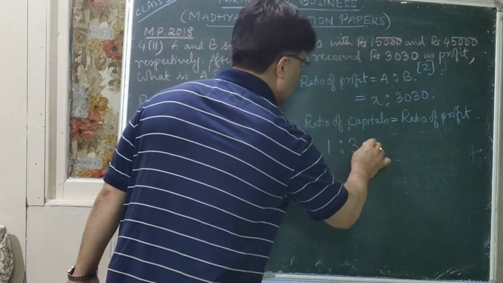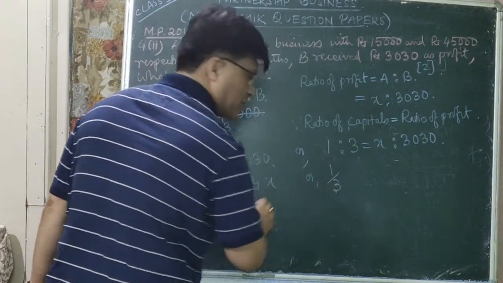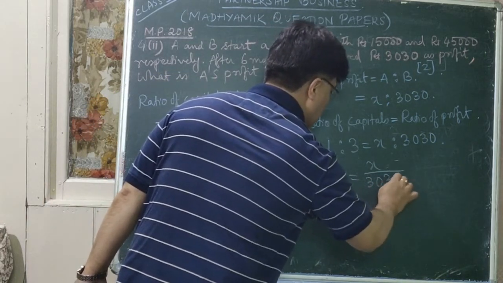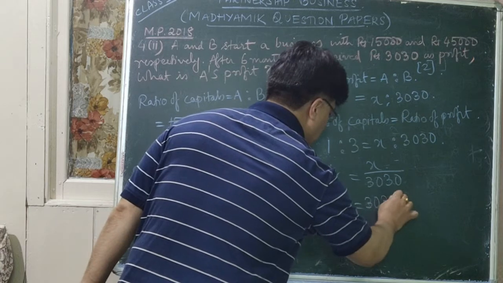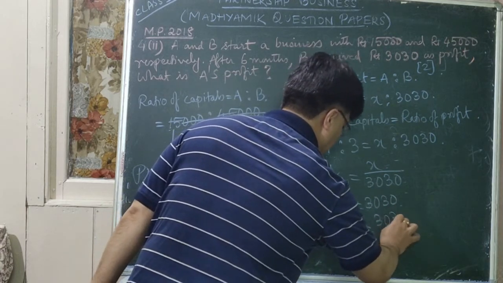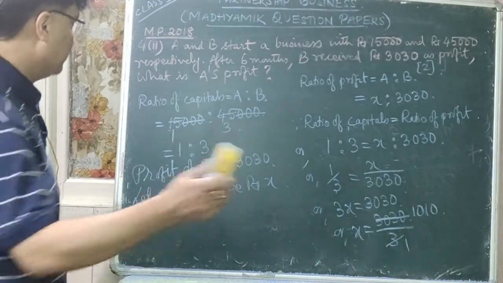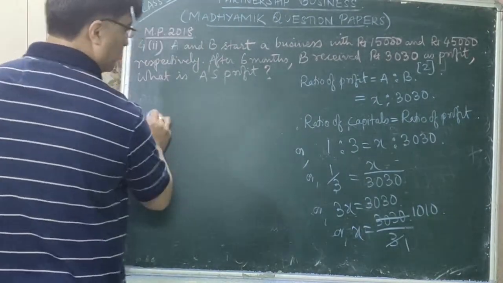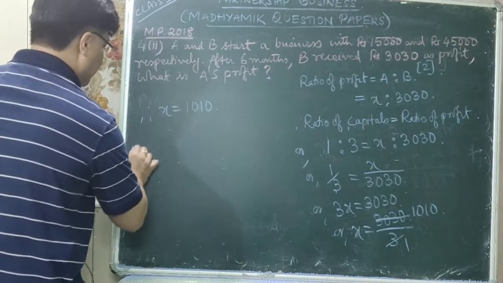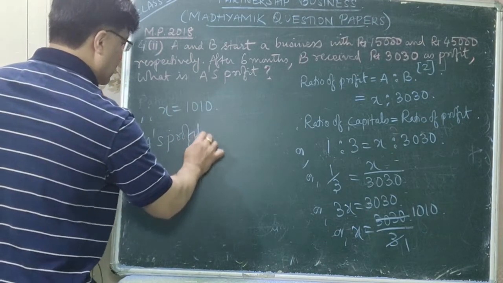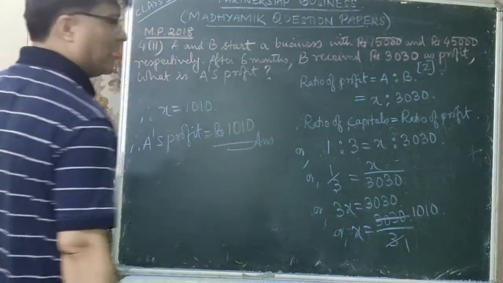It is 1:3. It is 1:3 is equal to x is to 3030. Or you can write it in terms of fraction, 1/3 is equal to x upon 3030. So we can do cross multiplication, or 3x is equal to 3030, or x is equal to 3030 divided by 3. So it is 1010. So x is equal to 1010. What was x actually? Its profit is equal to rupees 1010. So therefore, A's profit is equal to rupees 1010. So this is the final answer.